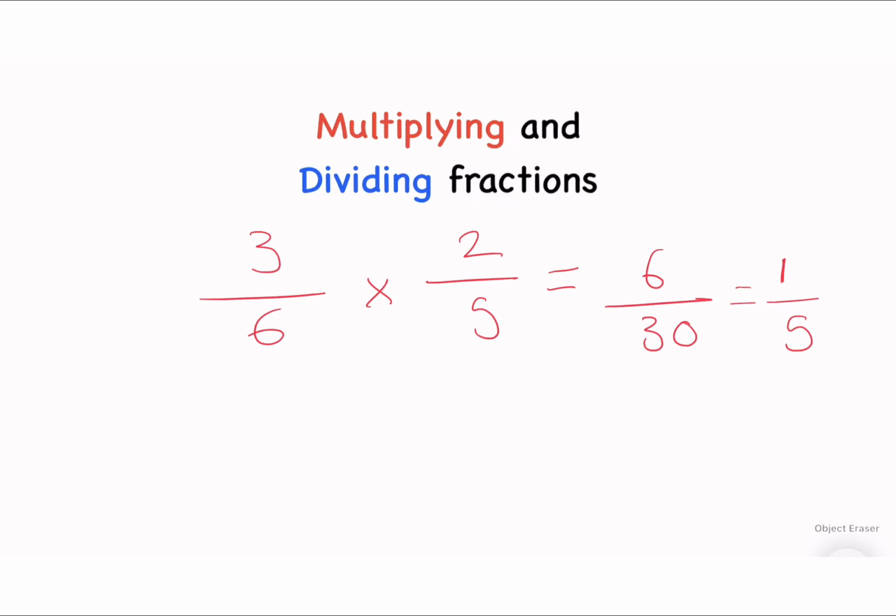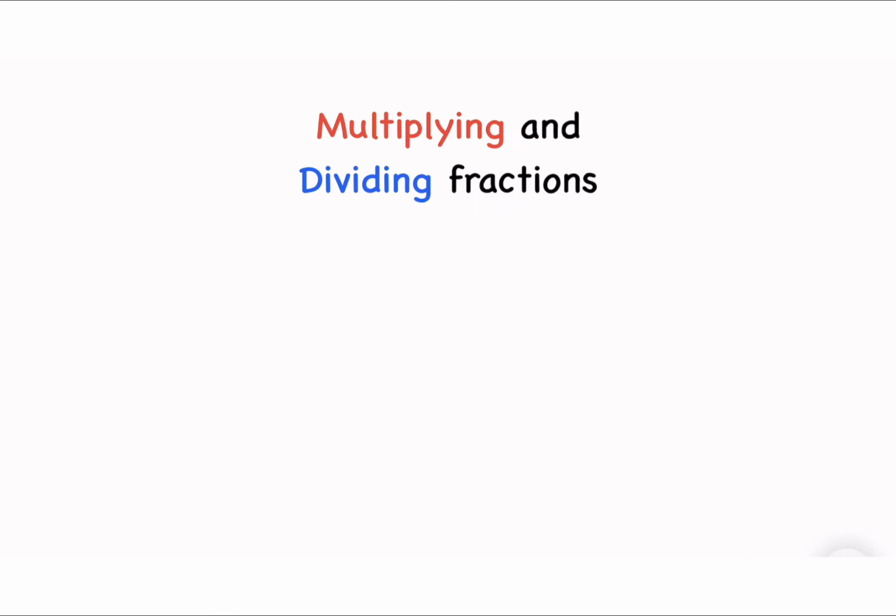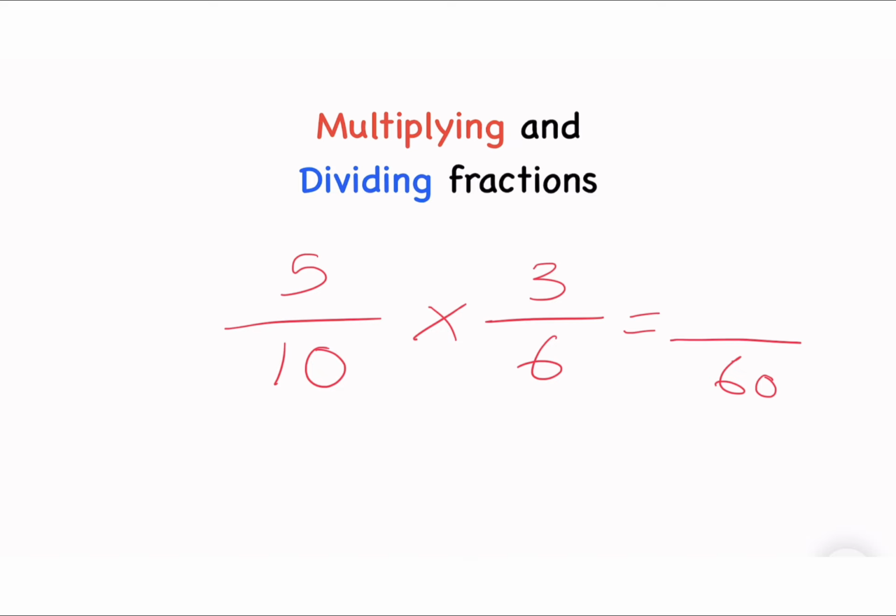Let's try another one. Let's look at this example. If I take 5/10ths and I take 3 sixths, then I, again, just do the same thing. Times my denominators together, times my numerators together. So 10 times 6 is 60. 5 times 3 is 15. Well, I know that these can also be simplified. 15 goes into 15 1 time. 15 goes into 60 4 times. So in my simplest form, it's 1/4.